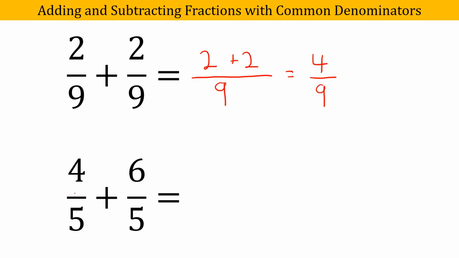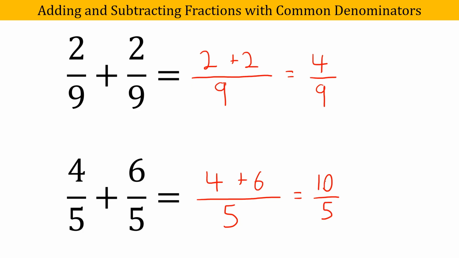Okay, for this one, I have 4 over 5 plus 6 over 5. Since the denominators are the same, I can simply write 5 and just add my numerators on the top. So I'm going to have 4 plus 6 divided by 5. In this case, 4 plus 6 is 10, so I get an answer of 10 over 5.